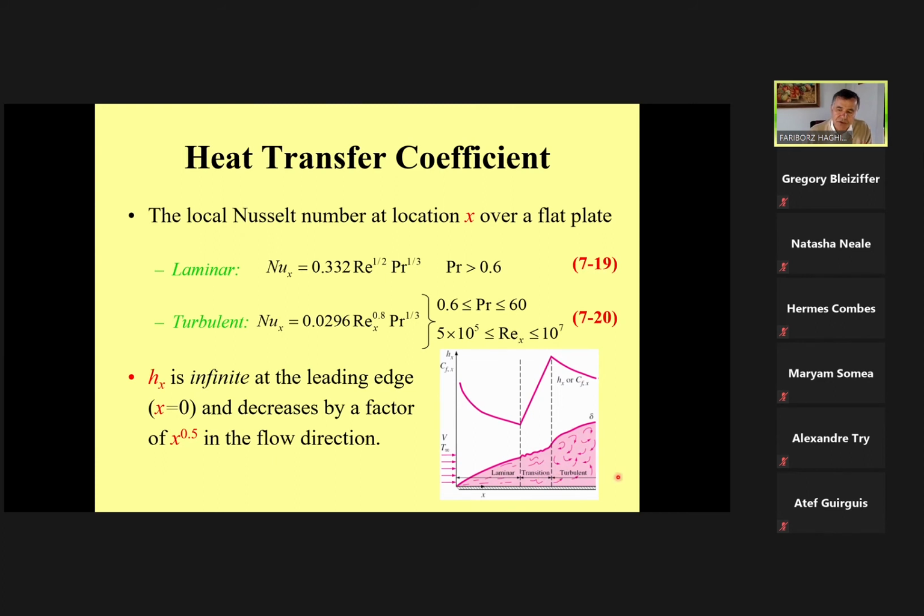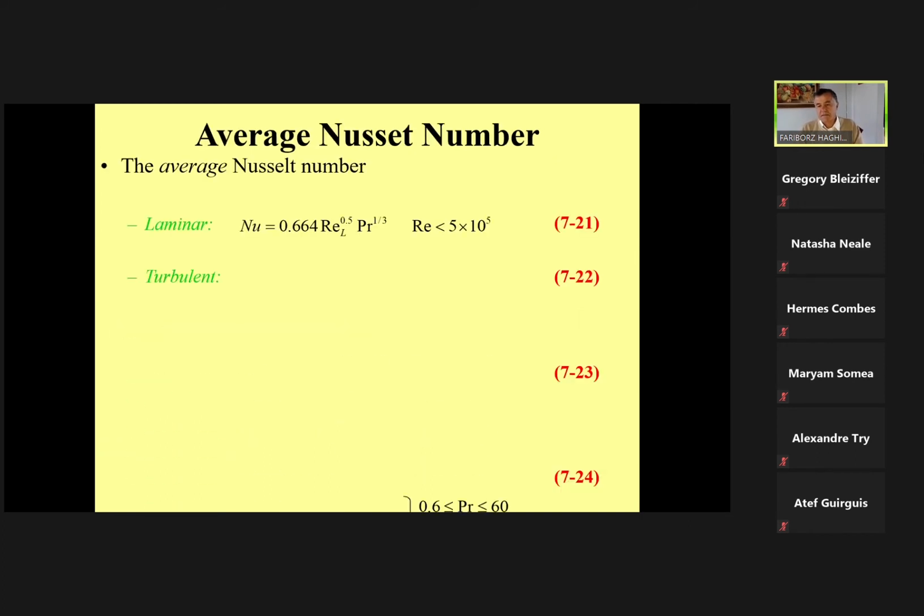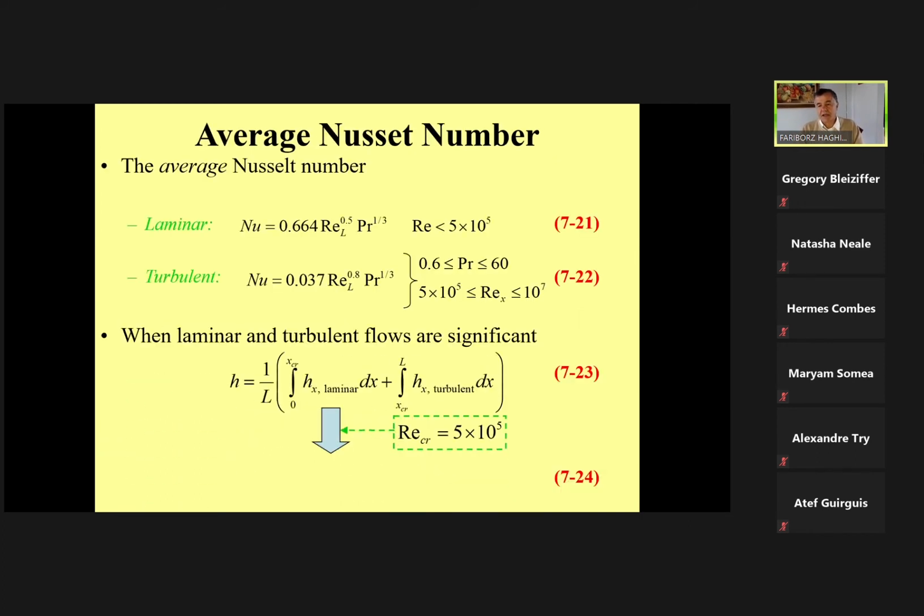Therefore, we are trying to look at how much the laminar flow contributes to the total heat transfer coefficient. So if the flow is turbulent, this one is more accurate, because it also considers the contribution from laminar. Any question?